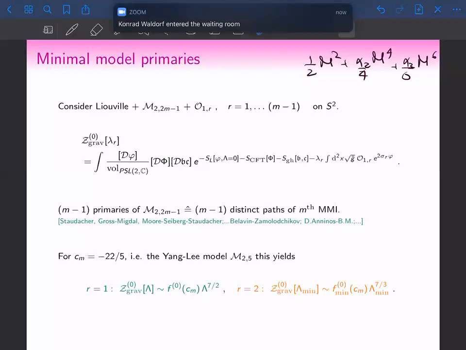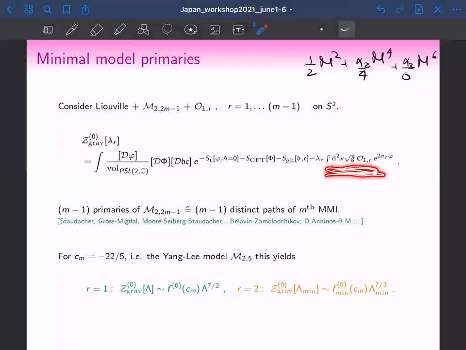And now, as I was pointing out before, it turns out that if you turn on one of the m-1 primaries of the minimal model over here, then these primaries exactly correspond to one of the m-1 distinct paths in the m multi-critical matrix integral. To explain again, along this Yang-Lee model, which has central charge -22/5 and 2 Virasoro primaries, it has the identity operator with conformal dimension 0. So basically there's O11 with conformal dimension 0. And then there's a minimal operator, which has conformal dimension -1/5.